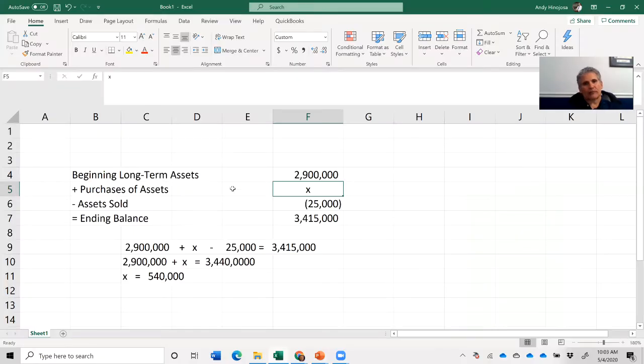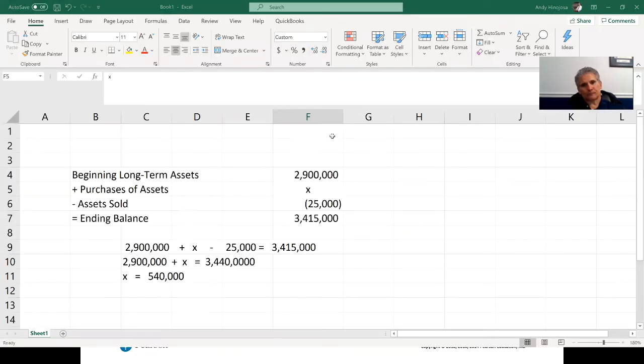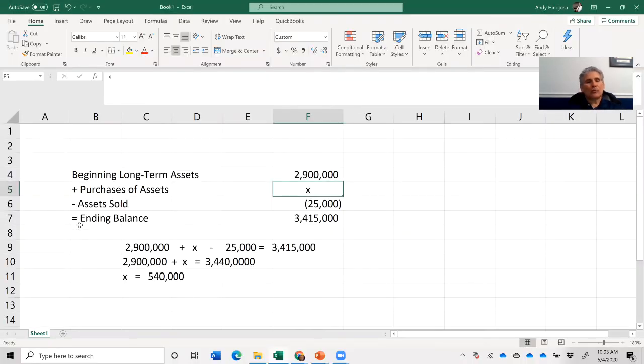So let's go back to our formula. We don't know what purchases of assets are. That's the X, that's the unknown variable. But we were told we take our beginning and we add purchases, which we do not know, and we subtract the assets sold. Well, we know what that is. That's 25,000 that was given to us here, right? That should equal our ending balance.